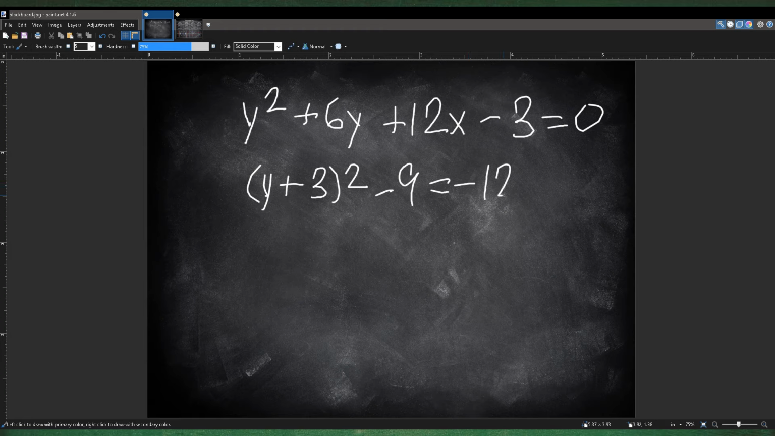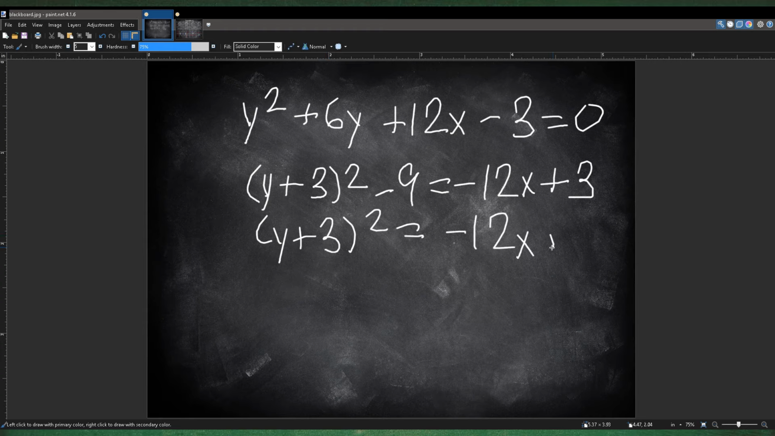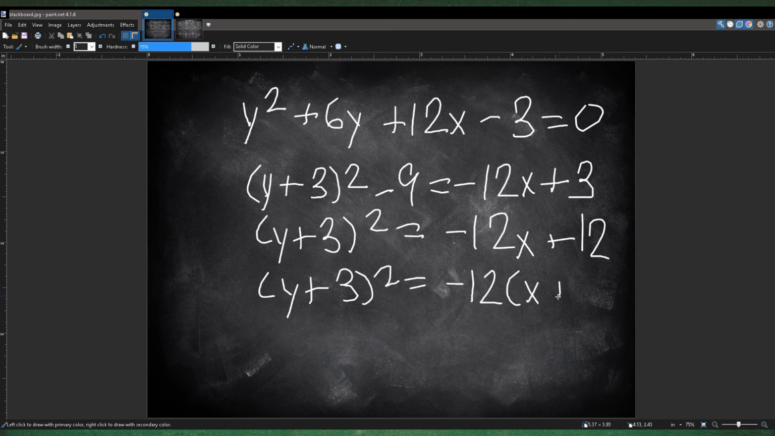Subtract 12x to the other side. Add 3 to the other side. Sorry, this looks kind of bad. You see how that works? So now this is equivalent to this. It's basically what I did on the second equation, but now with the y variable. So add 9 to both sides. You get negative 12 is equal to plus 12 right here. And then you take out the negative 12. So (y plus 3) squared is equal to negative 12 times (x plus 1).